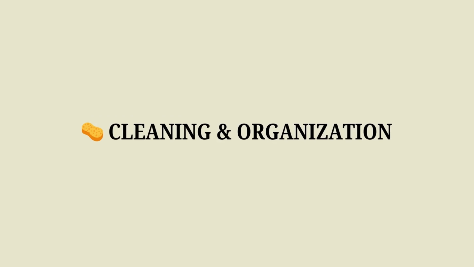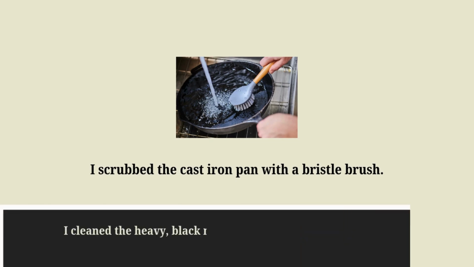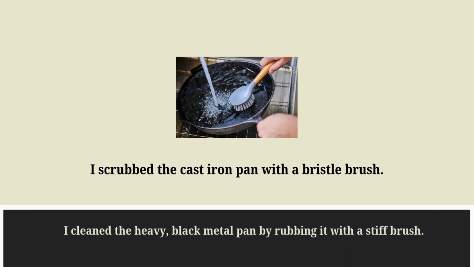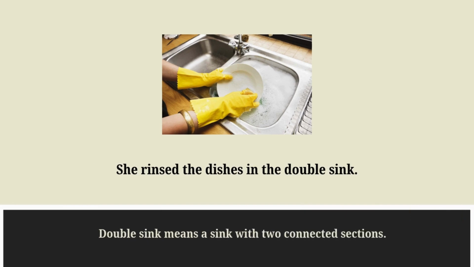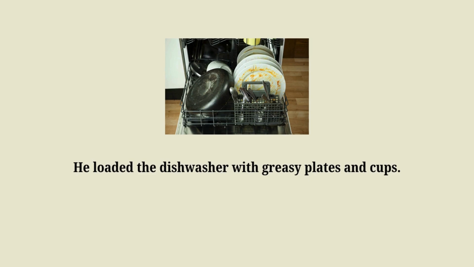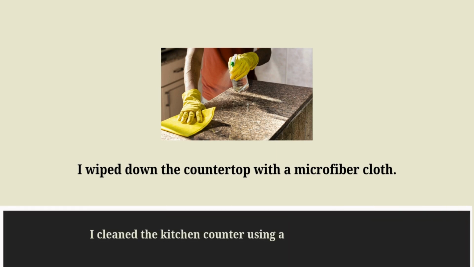Cleaning and organization. I scrubbed the cast iron pan with a bristle brush. In simple terms, I cleaned the heavy black metal pan by rubbing it with a stiff brush. She rinsed the dishes in the double sink. Double sink means a sink with 2 connected sections. He loaded the dishwasher with greasy plates and cups. I wiped down the countertop with a microfiber cloth. Means I cleaned the kitchen counter using a soft cleaning cloth.